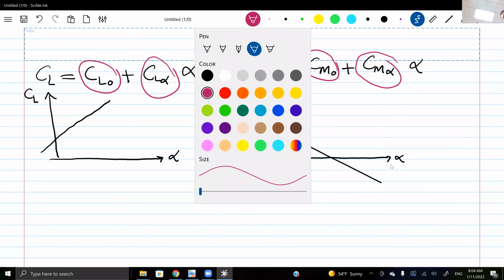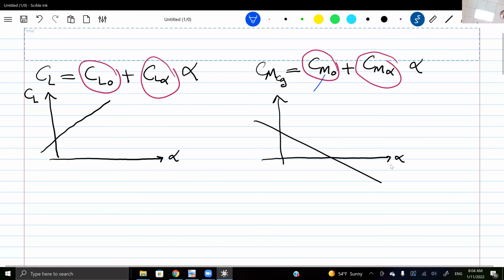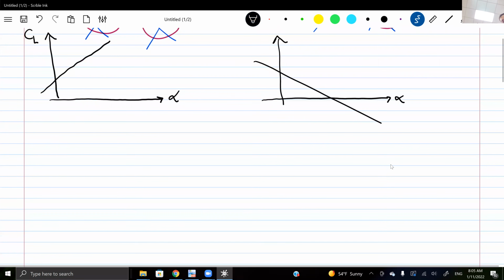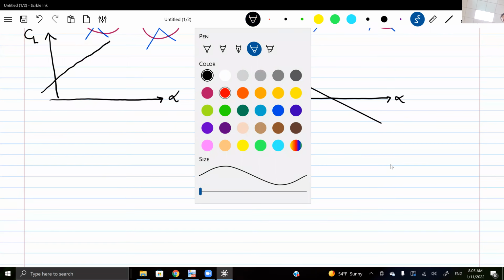Each one of these constants has two contributions, wing and tail, at least. There are other contributions that we neglected throughout this course, but at least we get the wing and tail contributions. Any questions so far? So for example, for the C_M0, there is the wing and tail contribution.